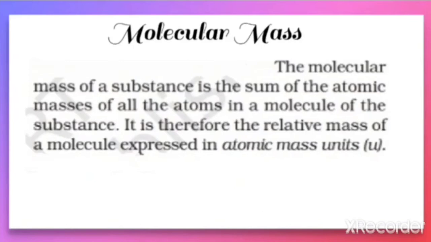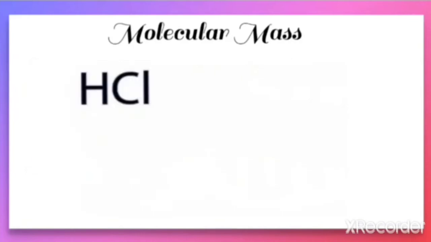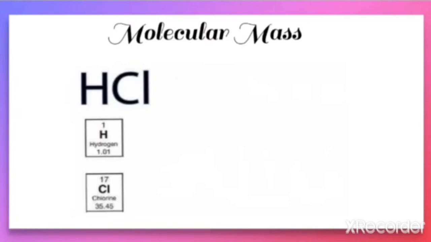Let us take another example. HCl, that is hydrochloric acid. First of all, you need to learn the formula for that also. If you make a mistake in the formula, then the molecular mass will also be mistaken. So the formula for hydrochloric acid is HCl. Now identify whichever elements are present in this. That is, hydrogen is present, chlorine is present.